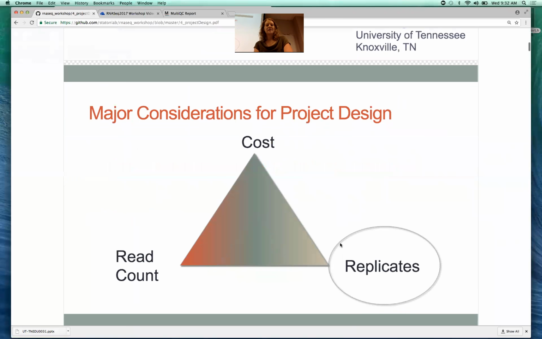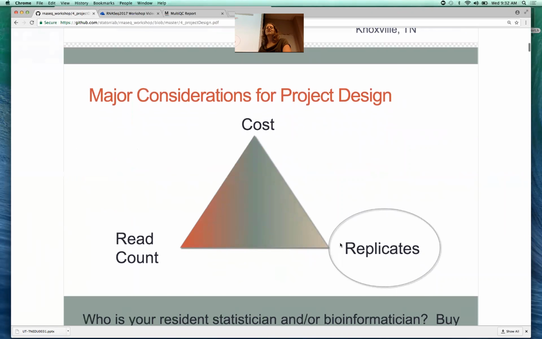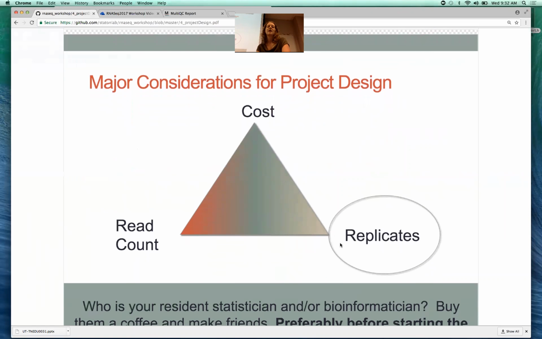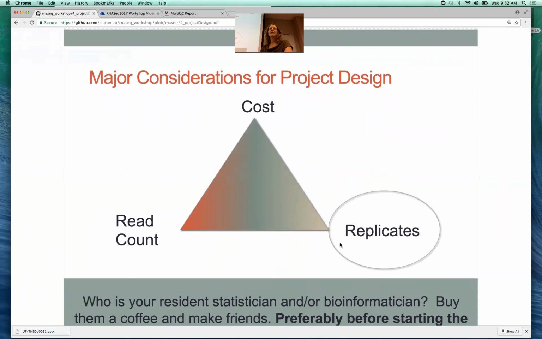The major considerations for project design, I would say, of course, cost sort of dominates everything. You only have so much money. If all of us were billionaires, it would make science a lot easier, but we aren't. So you have to balance your needs statistically with the amount of money you're going to spend. The two things you're thinking about when you're trying to divide your precious dollars up into sequencing is how many reads do I need and what kind of statistical experimental design do I need as far as replicates.